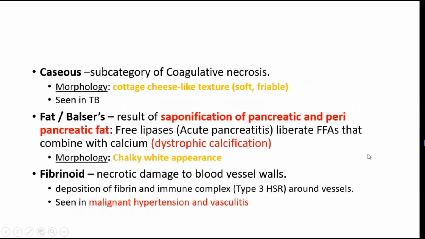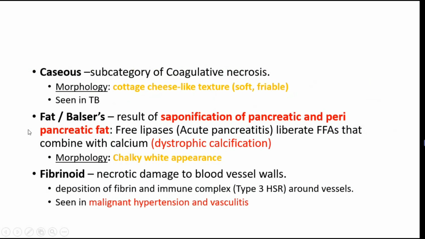Okay, the next category of the necrosis subtype is caseous necrosis. It is a subcategory of coagulative necrosis, basically. So it actually comes under coagulative necrosis, but due to its nature of morphology, we sometimes give it a separate subclass. But if you say this, the examiner will understand that you know the subject. What is its morphology? It has a cottage cheese-like texture, soft, which can be spread with a knife, for example, and it's mainly seen in tuberculosis.